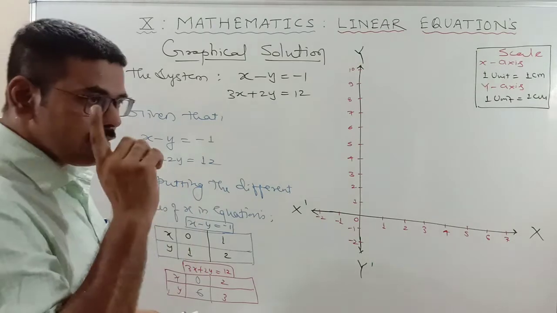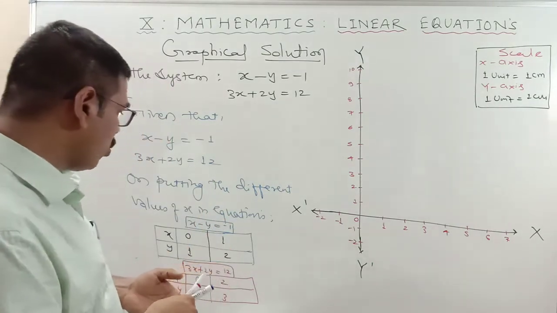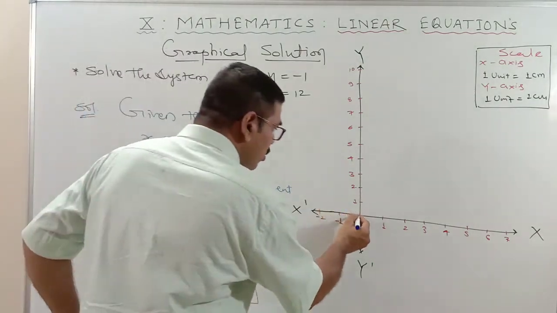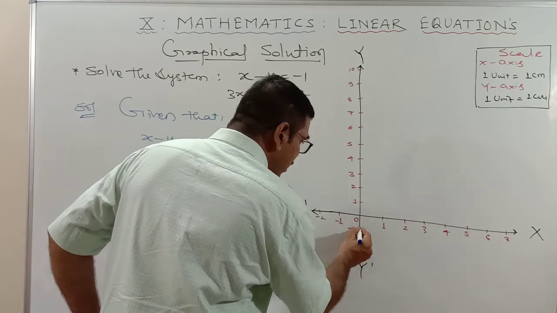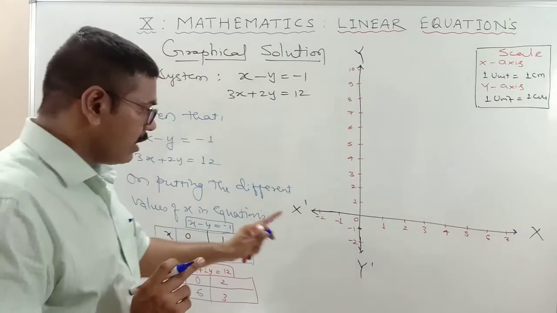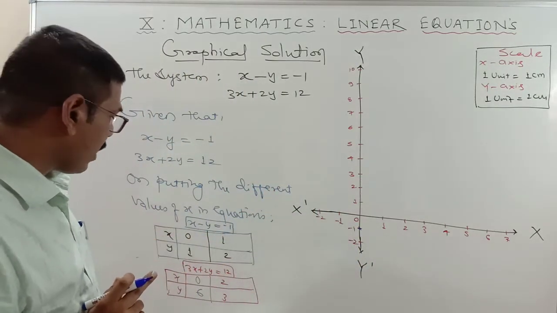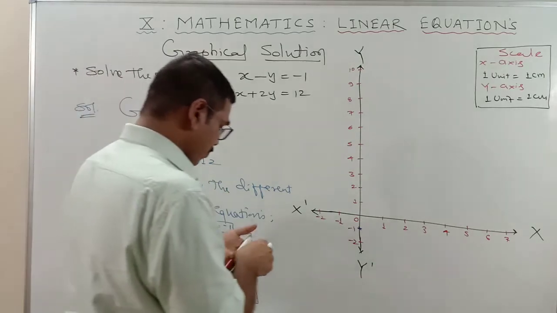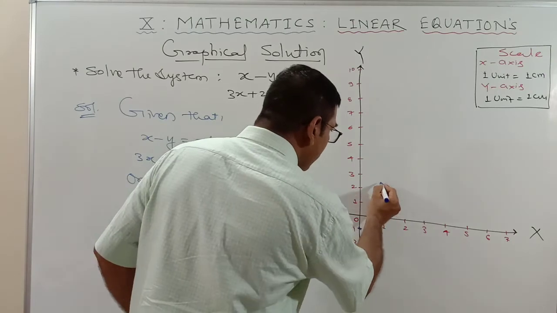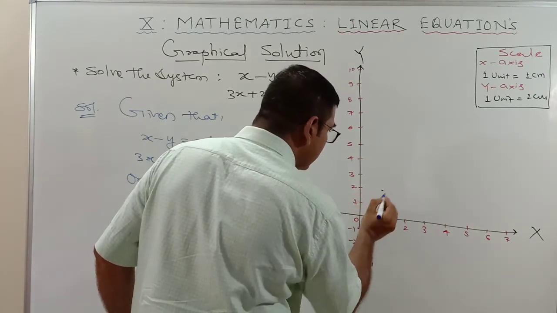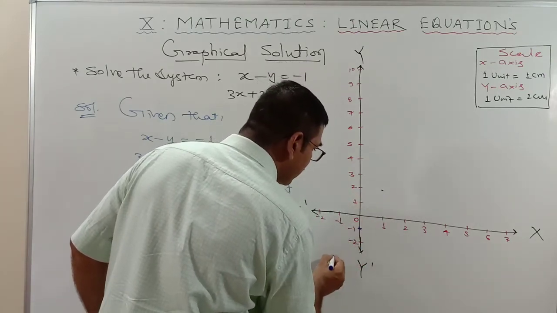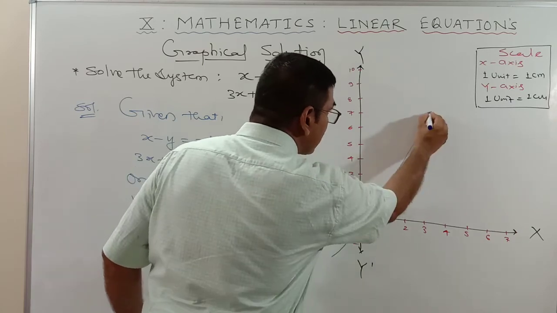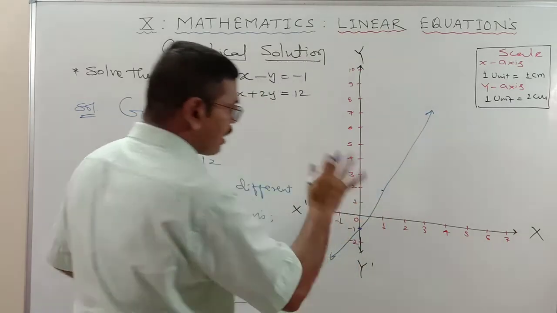Very first, the points of the first line, that is 0, minus 1. On x is equal to 0, y is minus 1. This is the point of the first line. Now at x is equal to 1, y is equal to 2. It is the point. Is it clear? Now we are just joining both the points. We have just joined both the points like this.